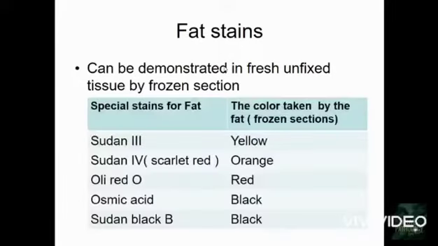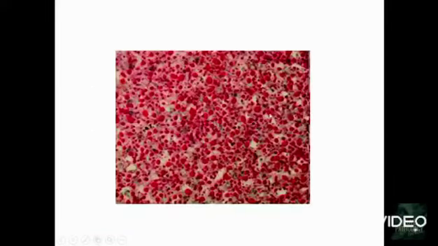Now, what are the special stains for fat and what is the color which is taken by the fat? The first one is Sudan 3, the fat takes yellow color. Sudan 4, the fat takes orange color. Red in oil red O, black in osmic acid, and Sudan black B. This is an oil red O stain done on an unfixed frozen section slide. All those empty looking vacuoles are now stained with oil red O, and that is an intense red color stain. This is what a special stain can do. You can easily demonstrate fat.